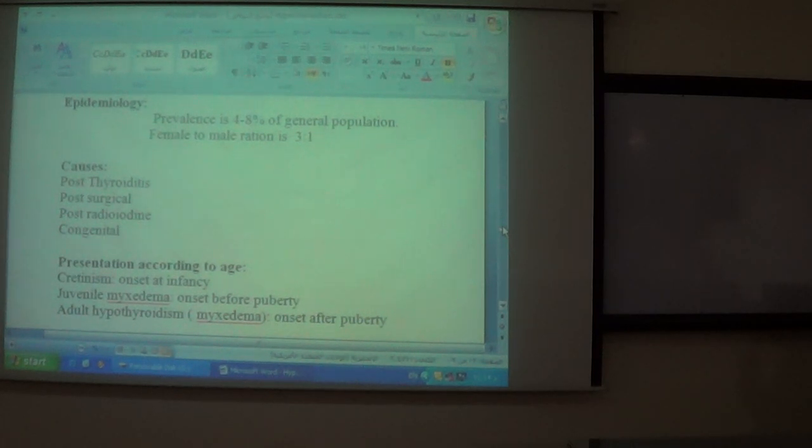If hypothyroidism starts at the adolescent stage, from 10 to 20 years, it produces so-called juvenile hypothyroidism or juvenile myxedema. If it starts during adulthood after 20, it causes adult hypothyroidism or adult myxedema. Myxedema means the advanced clinical stage of hypothyroidism.